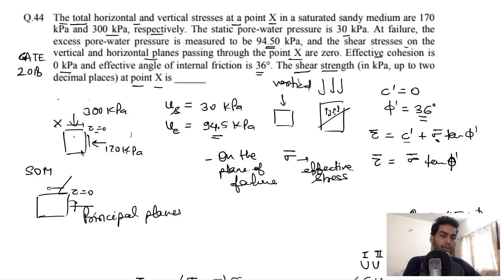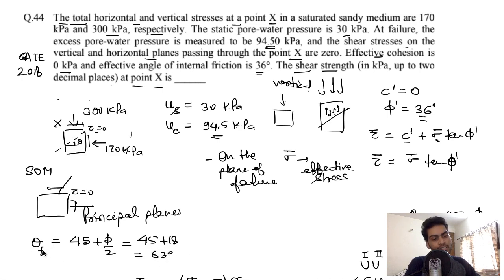As I explained, the angle of the failure plane from horizontal, if we denote it with theta, is given as 45 plus phi by 2. And phi is given as 36 degrees, so it will be 45 plus 18, that is 63 degrees. So this is the angle of failure plane for this element. Now the effective stress that we have to obtain here is the effective stress on this failure plane. So on this plane we want the effective stress.